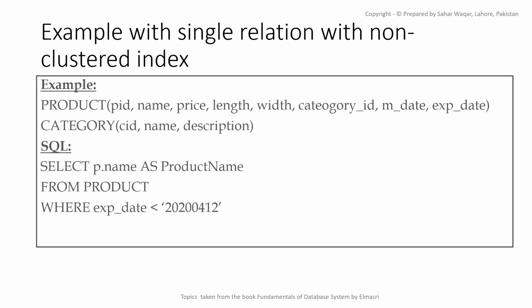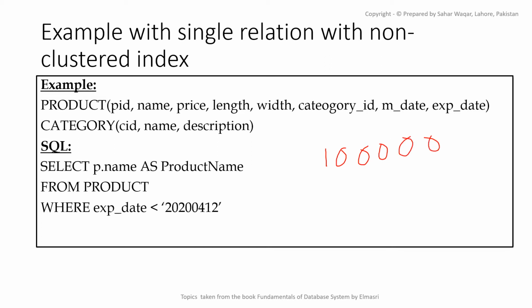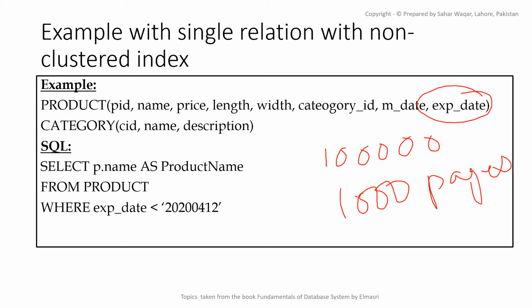So let's solve the same example with a non-clustered index on expiry date. Assume that we have 1 lakh products and each page contains 100 tuples. It means that the complete product relation is saved on at least 1000 pages. So if we have created a non-clustered index on the expiry date attribute, it means that all of our product references are saved against data, like hash tables, in an index file.